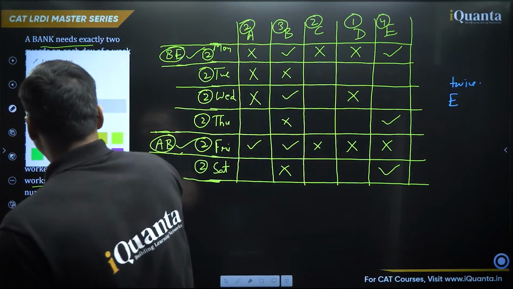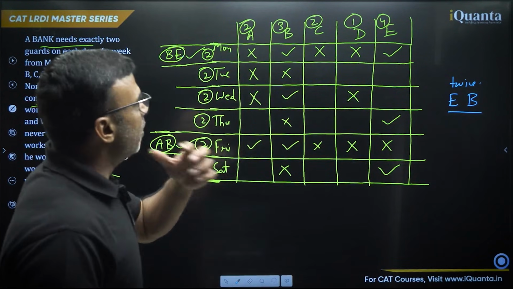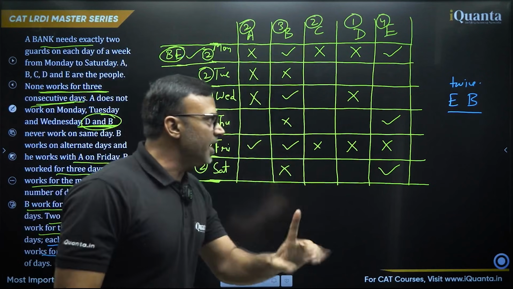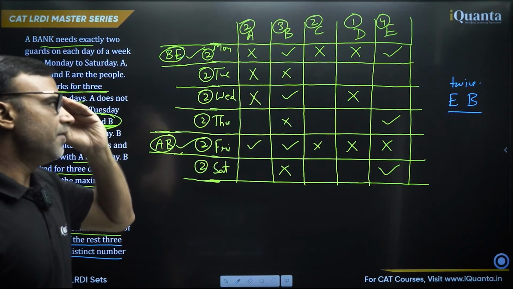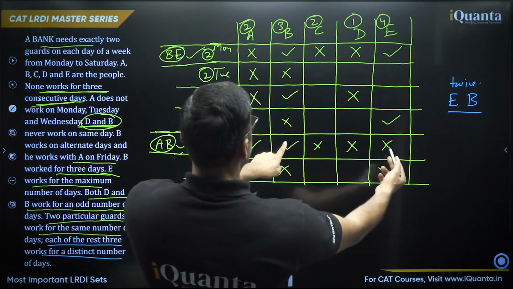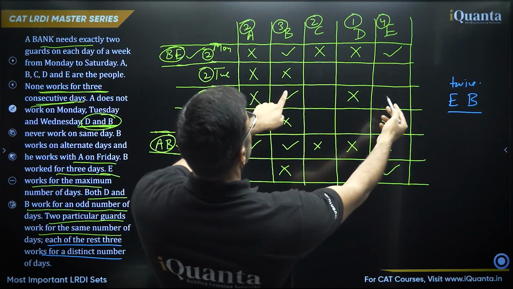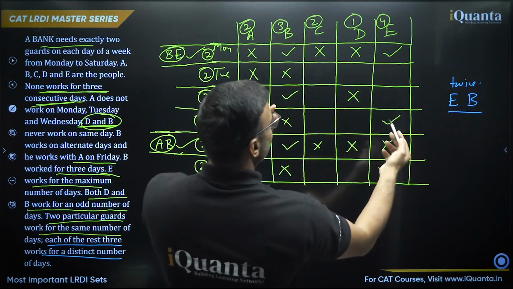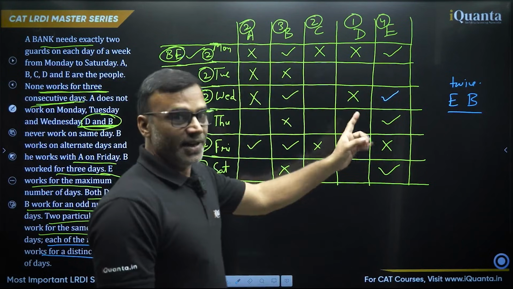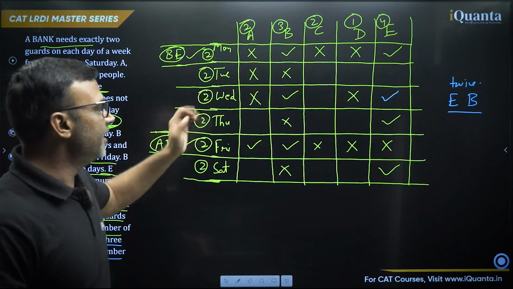Okay. So finally, we check EB twice. Now, EB are already working together on Monday, so only one more day should be possible. Only one more day. When is it possible? Let's see. Is it possible on Saturday? No. Is it possible on Friday? No. Thursday? No. It is possible on Wednesday. Is it possible on Tuesday? No. Only one case to check, and that is Wednesday. Nice. So, if at all it is possible, it is only possible on Wednesday. Monday is already there.